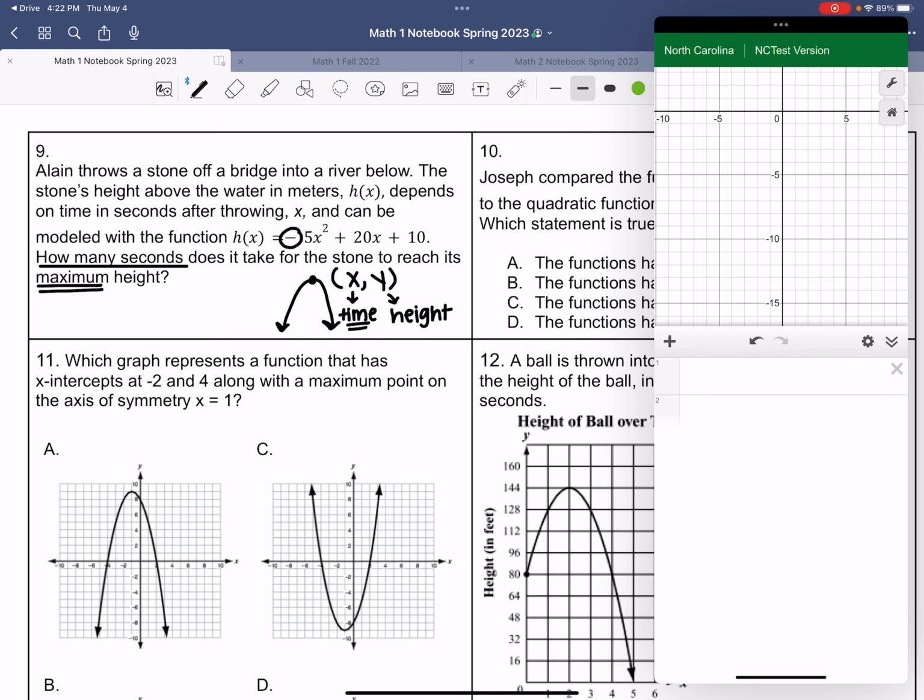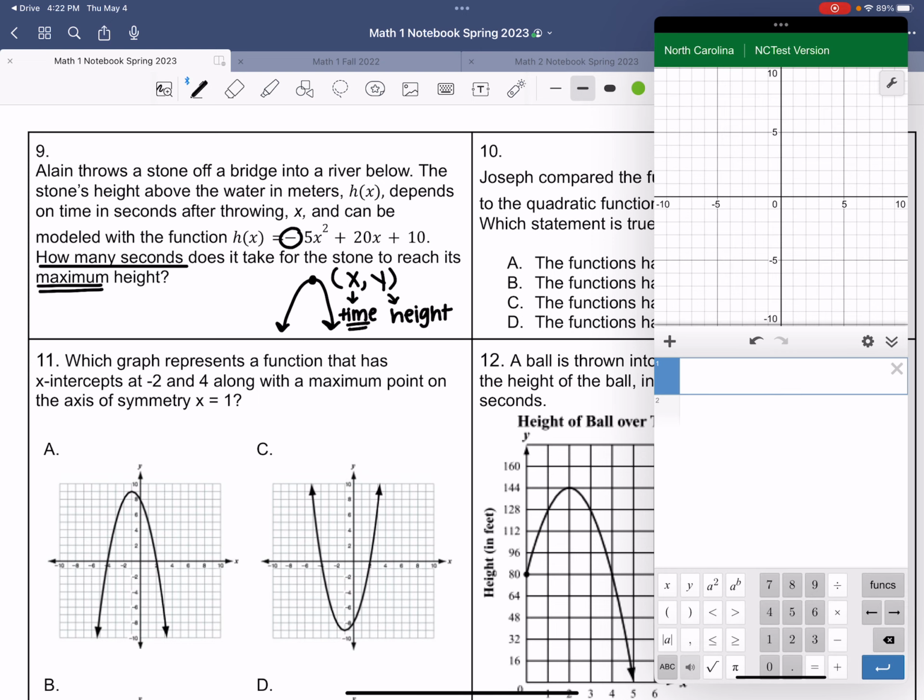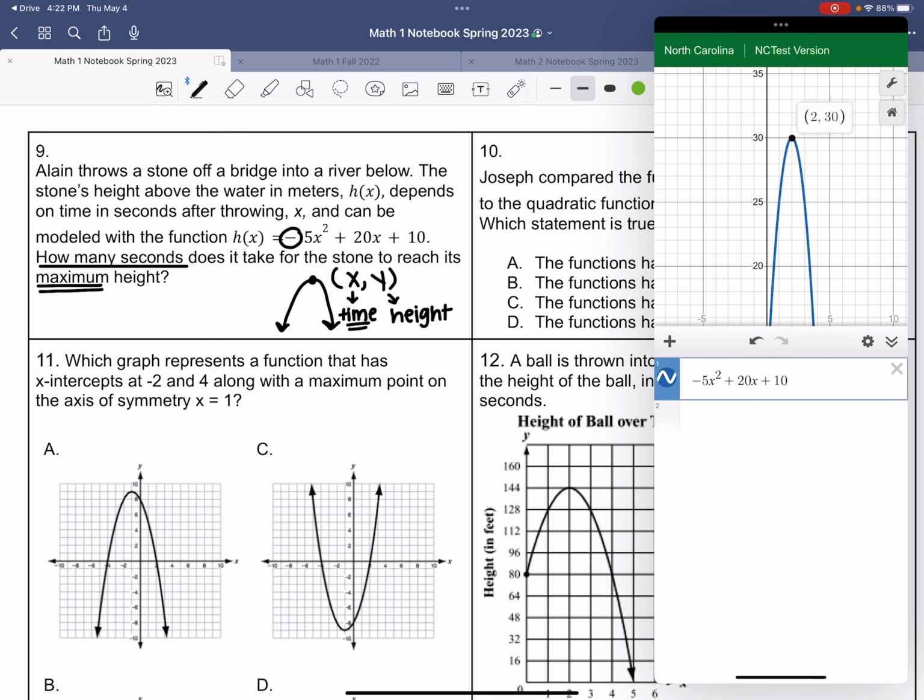So let's go back to the home screen, graph this, see what that vertex is. Okay, I have the point (2, 30). So again, how many seconds does it take? It would take 2. Now, on a free response on the test, make sure that you only type in a number. You do not need to type any words or symbols other than a negative sign or a decimal if it's needed.